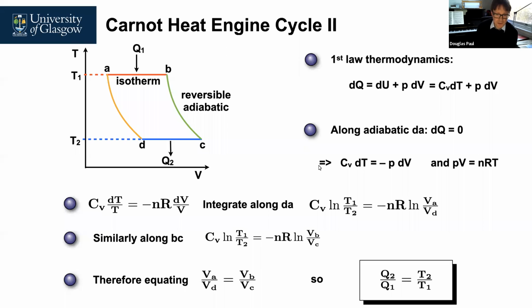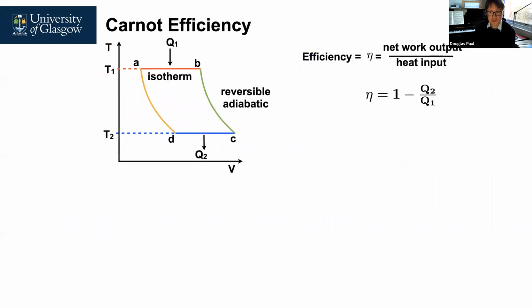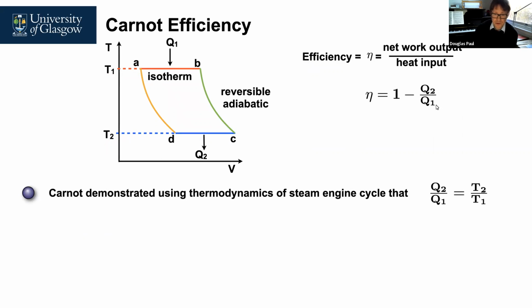And when we come to the phase diagram later on and the steam diagram, that's going to be key. So what have we ended up with? Well, this is what we left. And we've now shown that Q2 over Q1 equals T2 over T1 in the Carnot cycle.